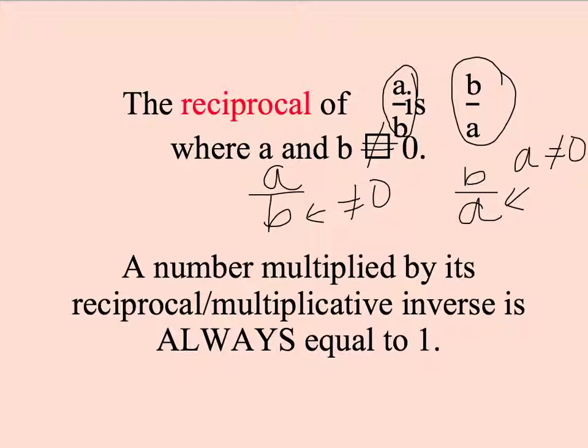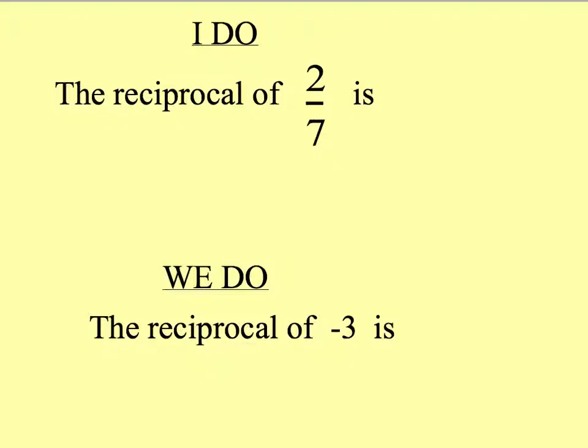A number multiplied by its reciprocal is called the multiplicative inverse, and this is always equal to 1. So we use the reciprocal to cancel. Let's try a couple. The reciprocal of 2 over 7 is 7 over 2. We're just flipping it. The reciprocal of negative 3: we want to think of negative 3 as negative 3 over 1. It's the same value. So the reciprocal here would be 1 over negative 3.